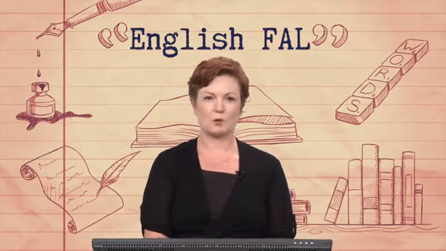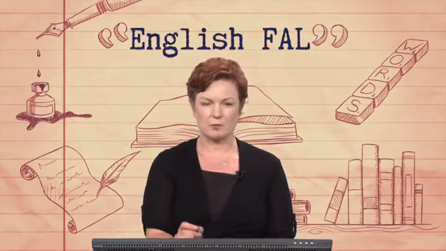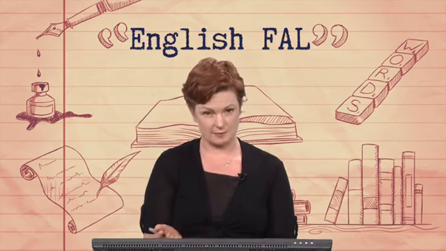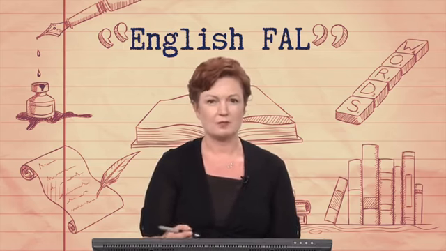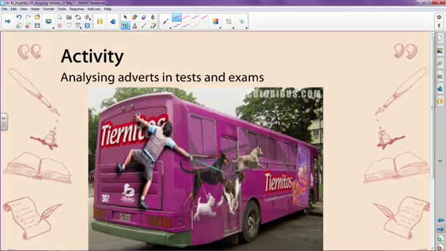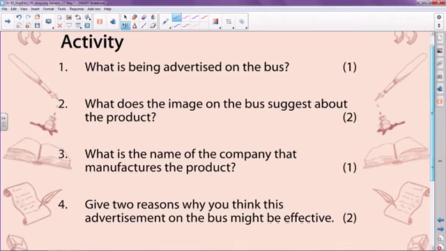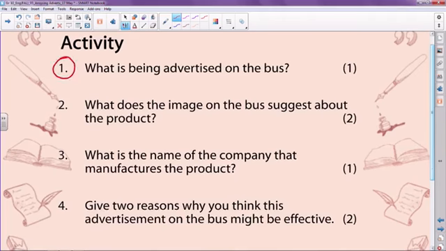Welcome back. So what we have now is some examples of questions that have been asked in tests and exams. So I want to go through them with you. Have a look at the first one. Here we have a picture of a bus, and the questions that go with it are: 1. What is being advertised on the bus? Have a look at the mark allocations. They will guide you in how much you say or how much you write.